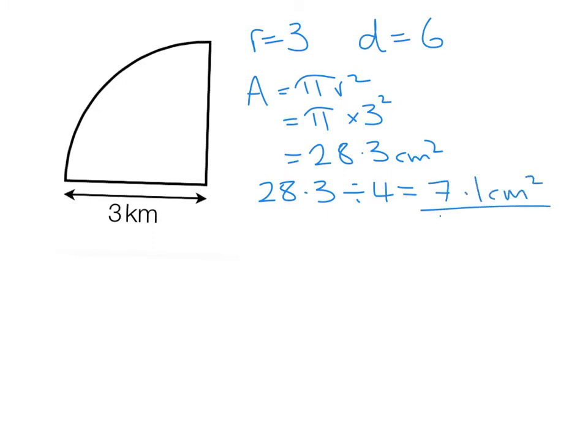Okay. Again, to find the perimeter, I'm going to use the formula for circumference. So C equals pi d. The diameter we know is 6. That gives me an answer of 18.8.